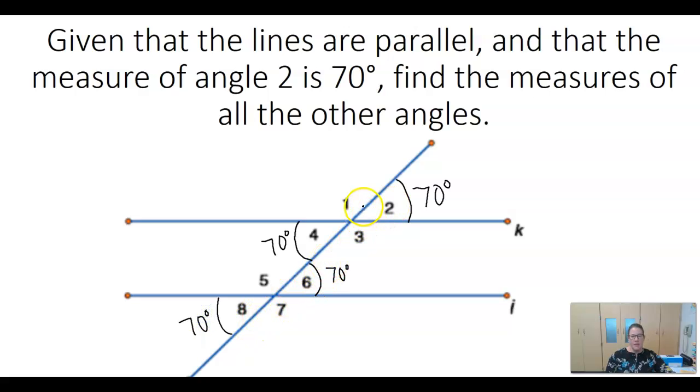All right. Then we see that angle 1 and angle 2 together should be 180 degrees because they make up a line together. So this one is going to be 180 minus 70, which is 110. And then 3 is a vertical angle, so that will be 110. And then 5 is an alternate interior angle with 3, so that one is going to be 110. And then 7 is a vertical angle with 5, which makes all of those either 110 or 70. Okay.